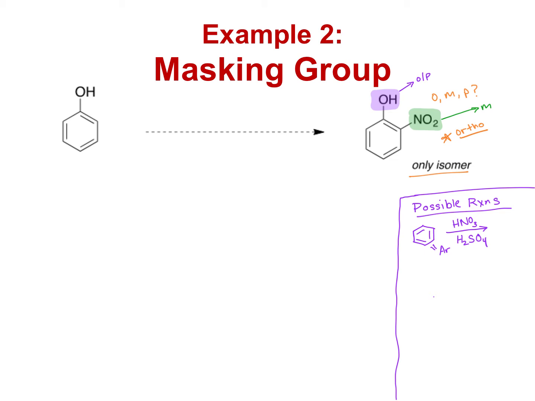So thinking back, what kind of reaction did we learn that can do that? Right, it's going to be a sulfonation. If we put that sulfate group on there, we can take it off later. So let's write down what those reactions are.